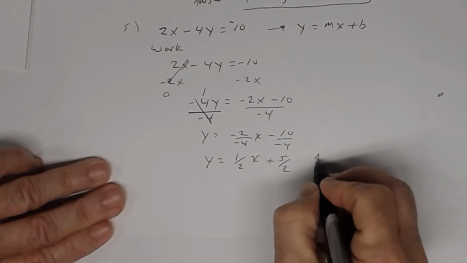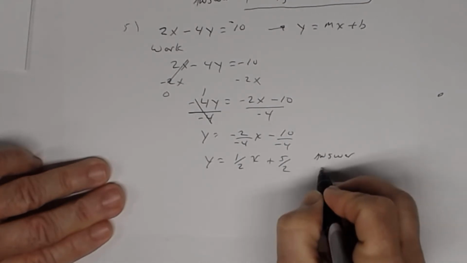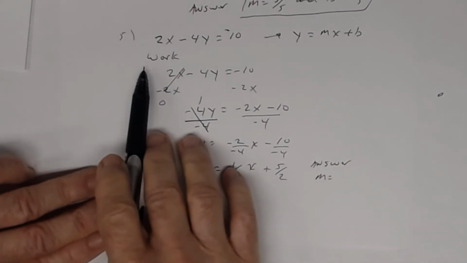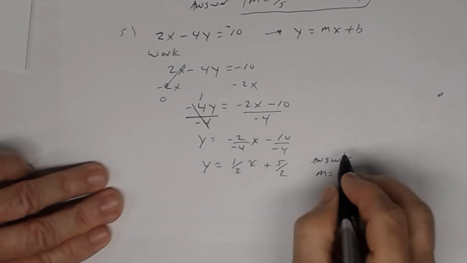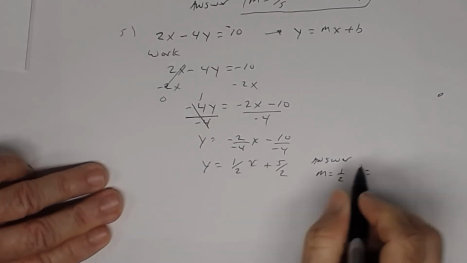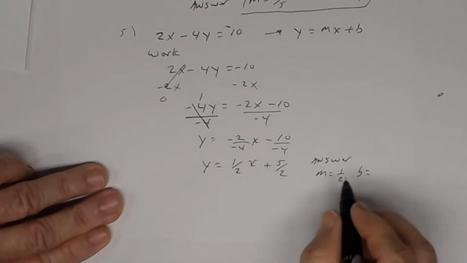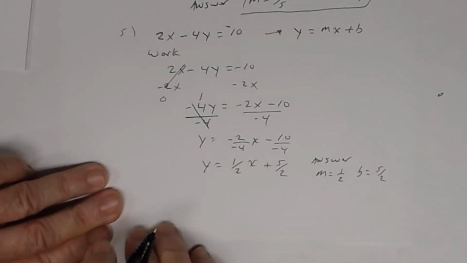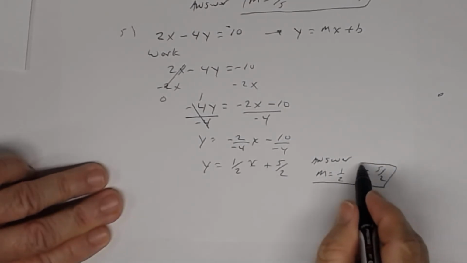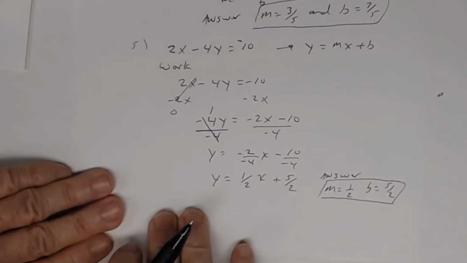So my answer: the slope of this line here will be 1/2, and the y-intercept will be a positive 5/2. All right, so positive 5/2. So there's your answer.